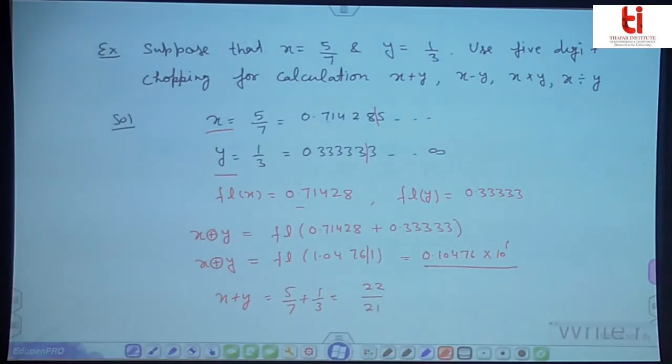If we find out the error here, the absolute error is true value or actual value minus approximate value. So what is this true value? Means actual value. So that is equivalent to 22 upon 21 minus the approximate value, 0.10476 into 10 raised to power 1. This is coming out to be 0.190 into 10 raised to power minus 4.